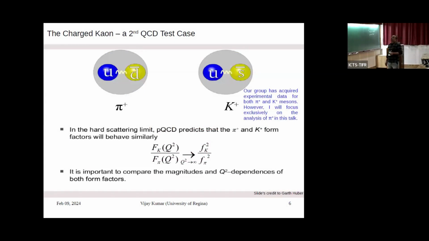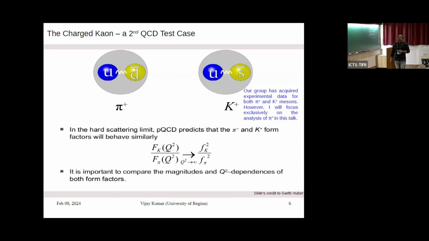Here, if you see these two pictures, pi plus and k plus, the difference is that here we have an anti-down quark and here an anti-strange quark. So if we understand the mechanism of k plus electroproduction, we can understand what the effect is if we replace the down quark with the anti-strange quark. In this hard scattering limit, QCD predicts that the pion and kaon form factors behave similarly. So the ratio of both form factors approaches the ratio of the decay constants. So it is important to compare the magnitude and Q squared dependence of both form factors.